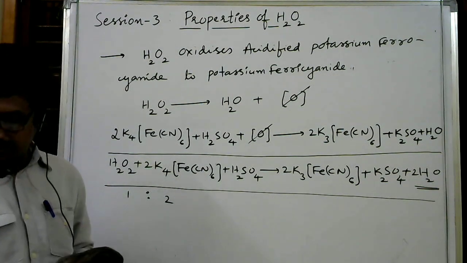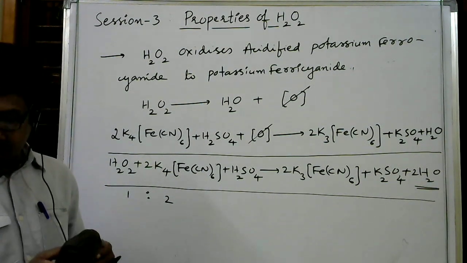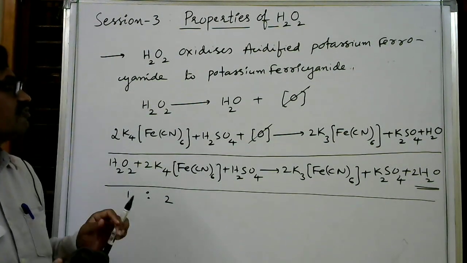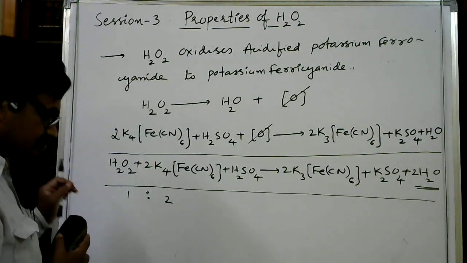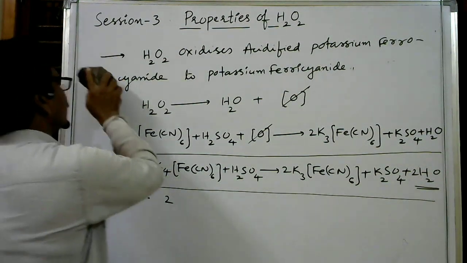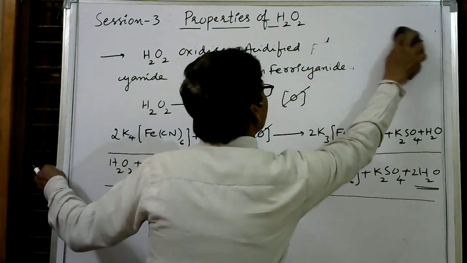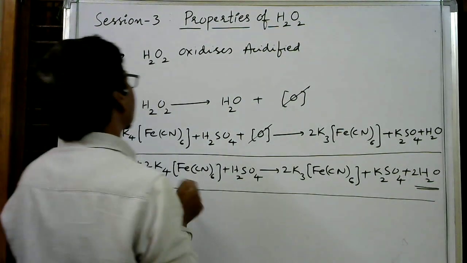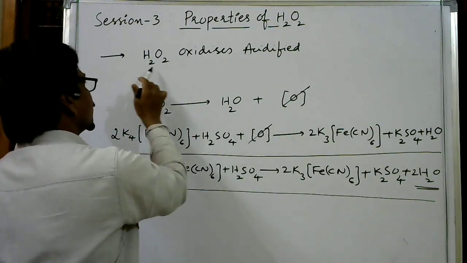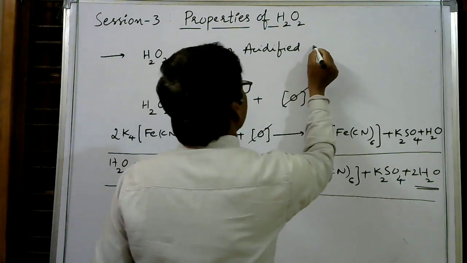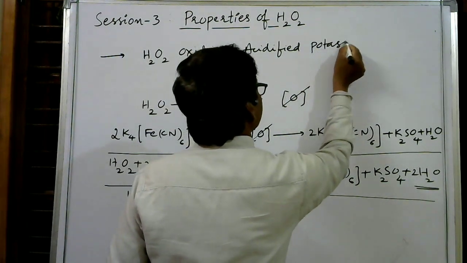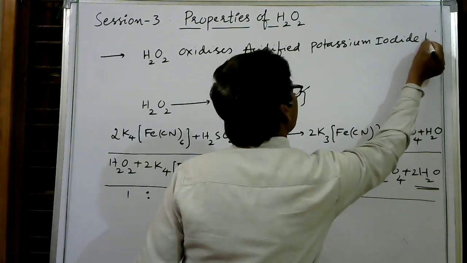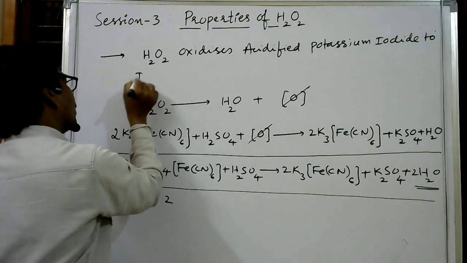Okay. Then the next reaction is it oxidizes potassium iodide to iodine. Potassium iodide to iodine. Here also acidified. Next reaction I am writing. Hydrogen peroxide oxidizes acidified potassium iodide to iodine.